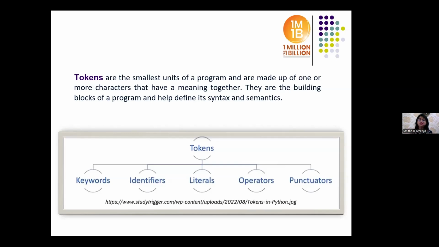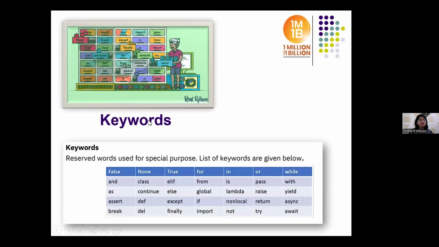So if you see a Python statement, every Python statement comprises tokens. How many such tokens are there? We have 5 tokens: keywords, identifiers, literals, operators, and punctuators. So what are these things? Let us go quickly to the next slide and try to understand this.